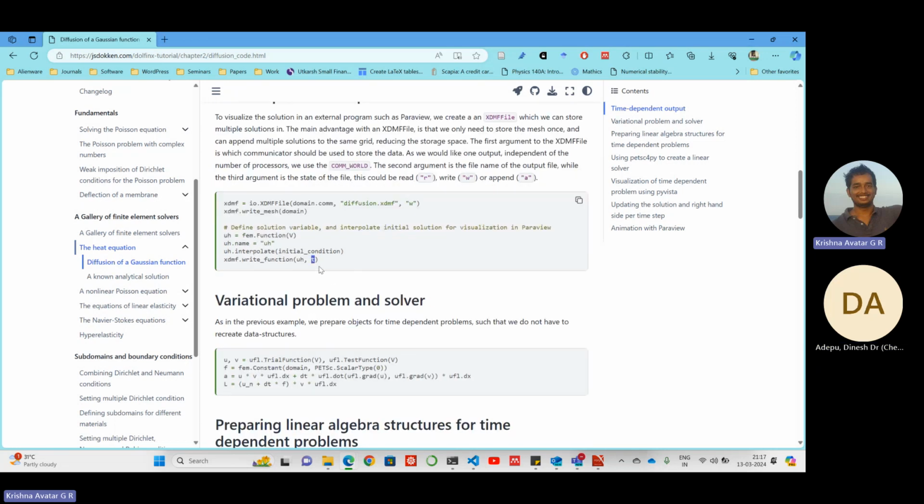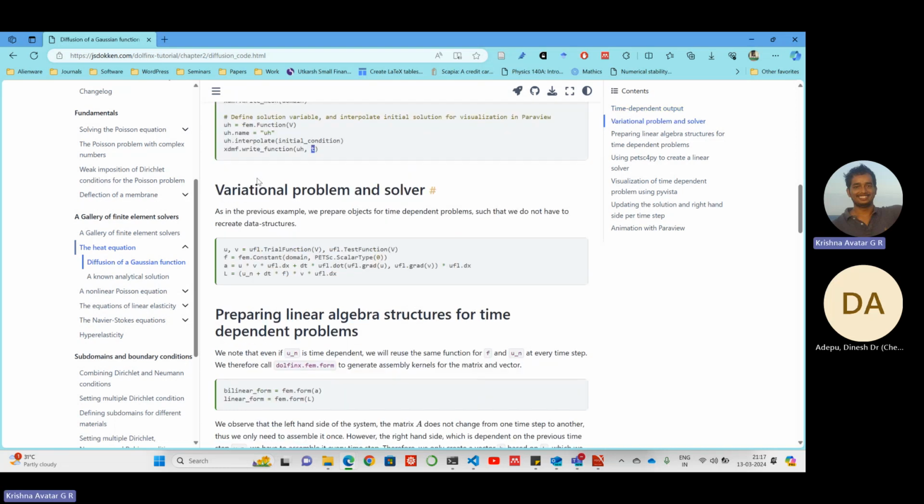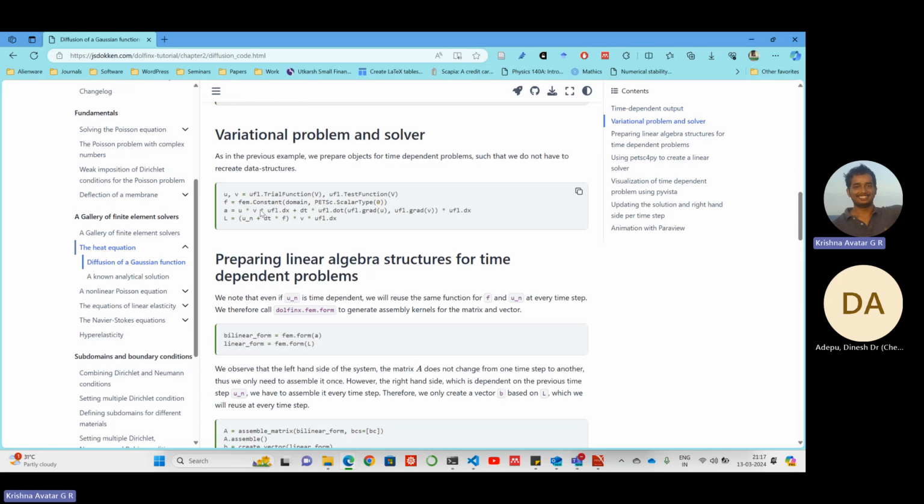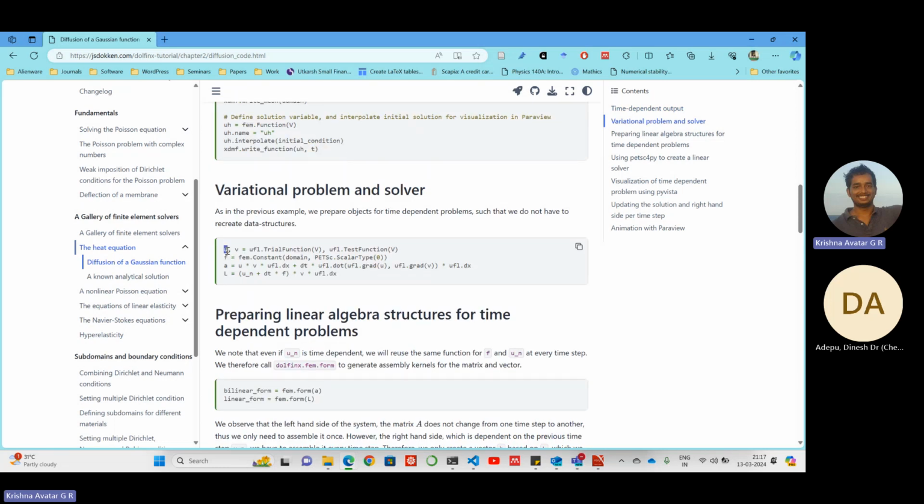Now we come to the variational problem and solver. So here what we do is we first have to define the trial function and then the test function. And since we are quite well aware of FEniCSx with Python, this you clearly understand. So u is the trial function and v is the test function.